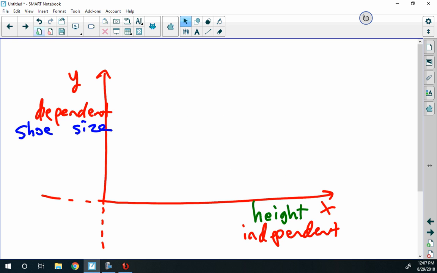So if we say that the height is the independent variable and the shoe size is a dependent variable, the question we're going to be asking is, as someone gets taller, do their feet get larger? Is that a reasonable question? Heck yeah, it is. And that was an excellent choice of the variable. You're welcome. So let's go ahead and look at that.